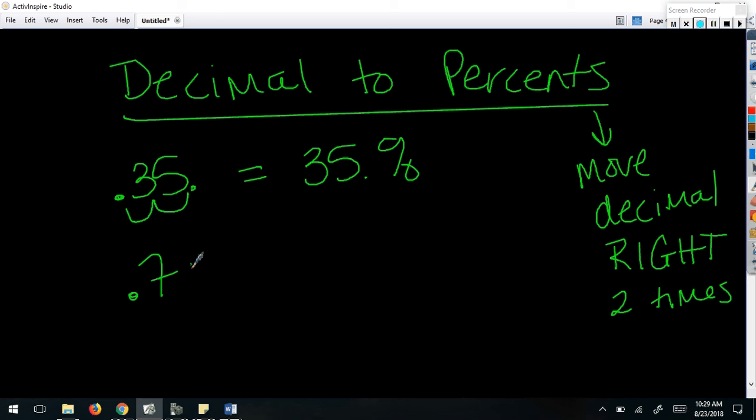Like 0.7. What do you think you do? That's a good question. What do you do if there's only one number there? Would it be 70%? You're exactly right. Put the 0 again.